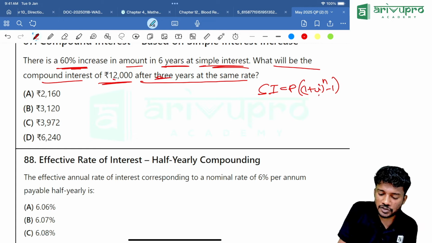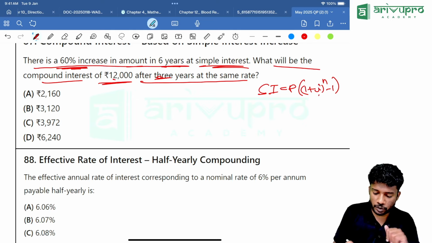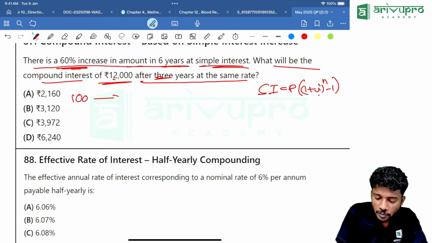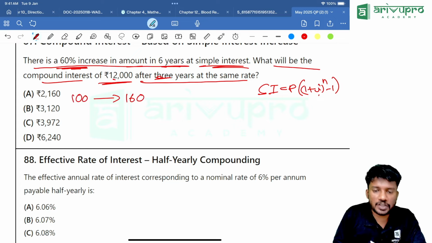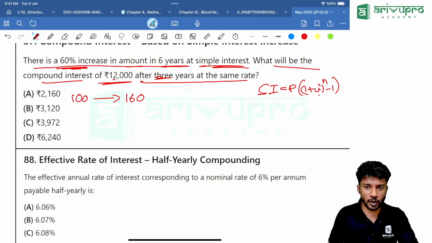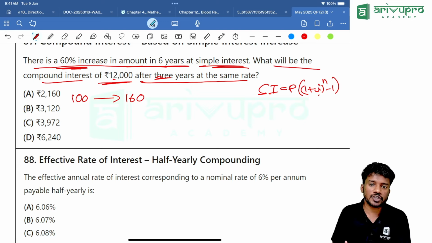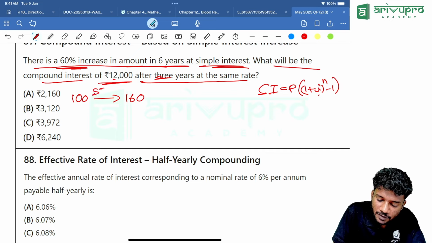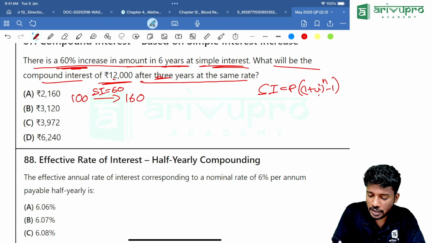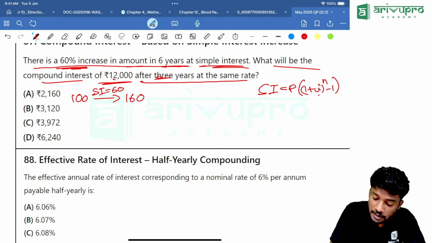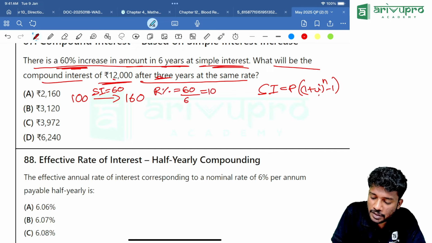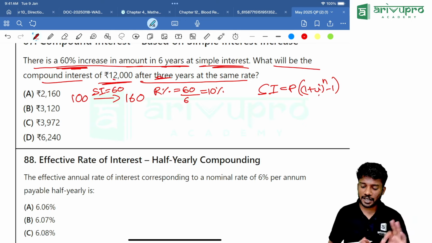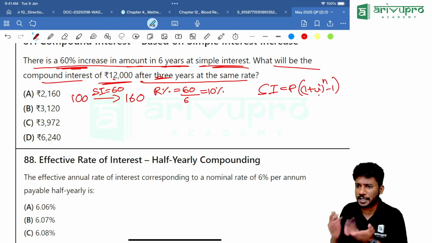That is, there is a 60% increase in the amount. That means 100 is becoming how much? 160. Correct? 60% increase means 100 is becoming 160. Then in how many years? 6 years. That means the SI value over here is 60. Then the rate percentage is 60 divided by time. That is how much? 10%. R value is 10%. Do you remember the last question we did? This is the same method.